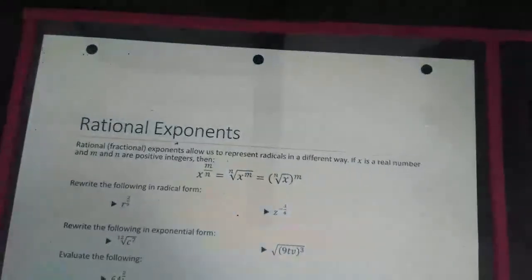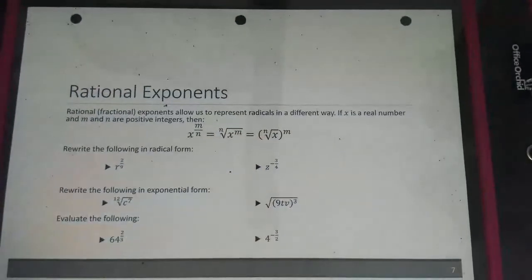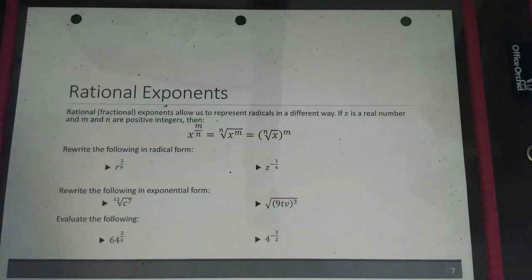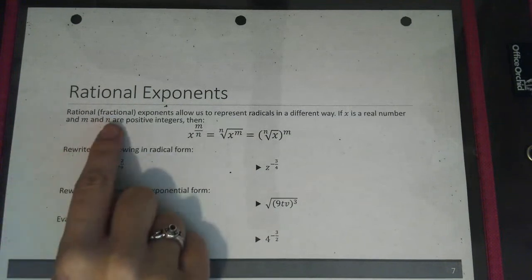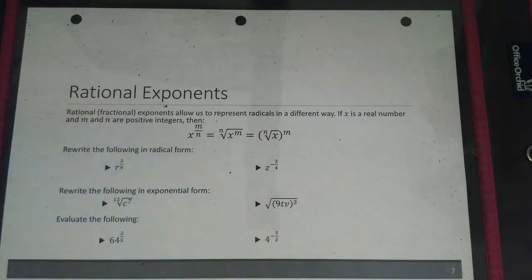The last thing we're going to look at may be new to you. It's going to be rational exponents. We are going to be able to take square roots and cube roots and all these other different types of roots and write them as a power instead. So rational, also known as fractional exponents, allow us to represent radicals in a different way.